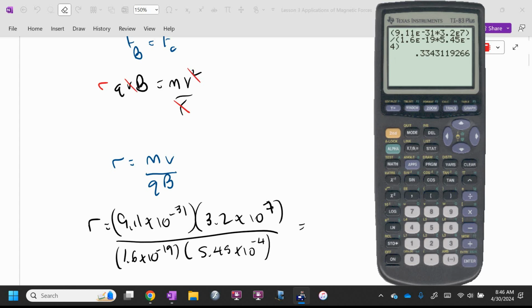Did you get 0.334? Yeah. Units? Meters. So there's a 0.3 of a meter. Yeah, it would trace out a radius about the size of a ruler. I think rulers are 30 centimeters long. This is 33 centimeters. Thus the diameter would be twice as big, right?